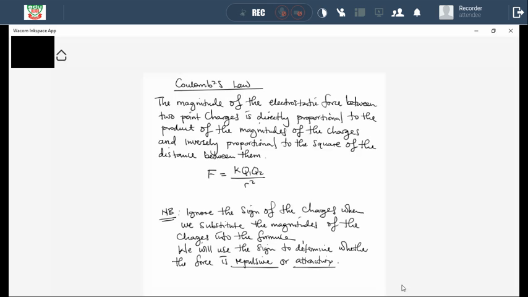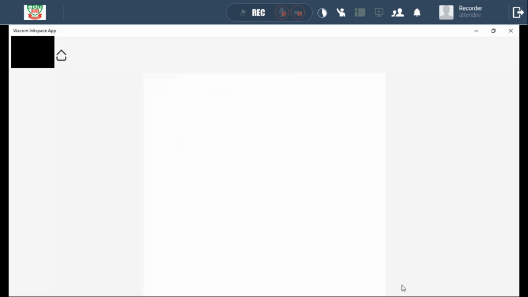We insert everything into our calculator and get the magnitude of the electrostatic force. Then we need to go back to the original charges and check. If they were like charges, then the electrostatic force is repulsive. If they were unlike charges, which means positive and negative, then the electrostatic force has to be attractive. Now let's move on to the next slide, and I am going to do one example for you, and then we take a break.